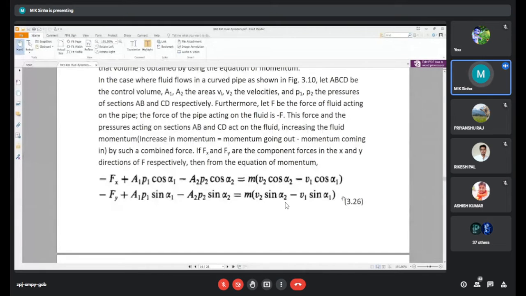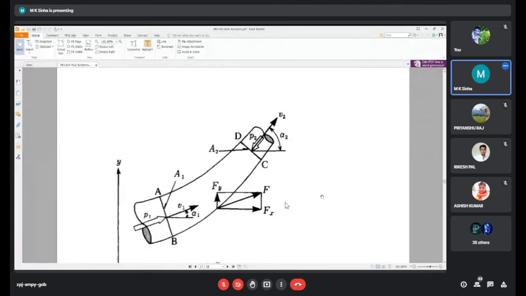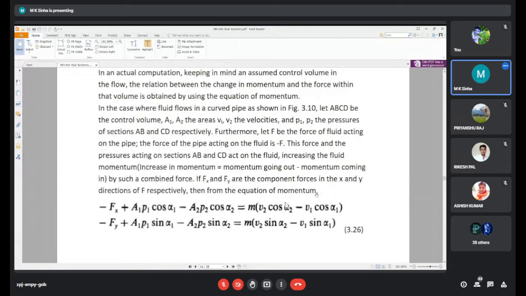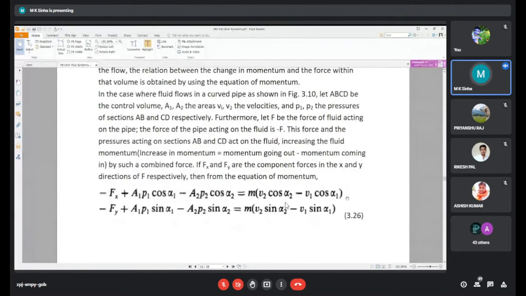So these forces and pressures act on the sections AB and CD respectively. Further, let F be the force of the fluid. Then the increase in the fluid momentum is equal to the momentum outgoing minus the momentum incoming, or the influx of momentum. Is it correct?